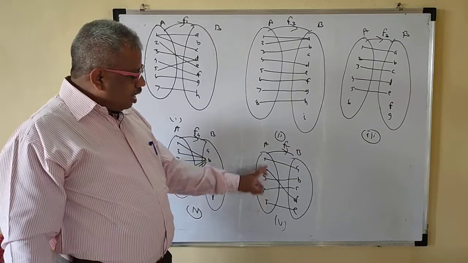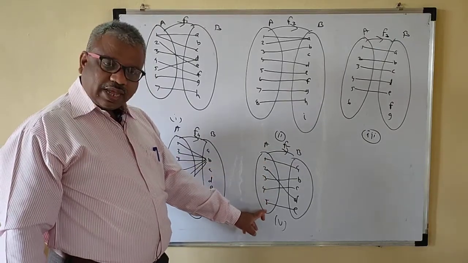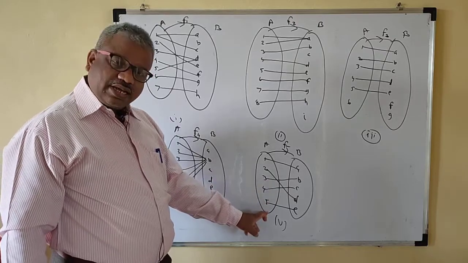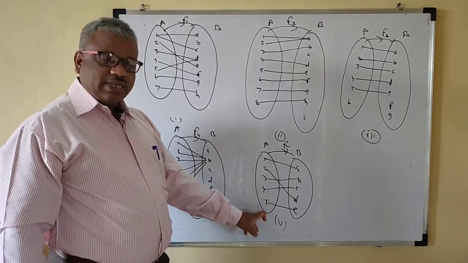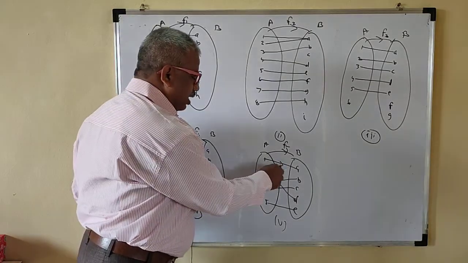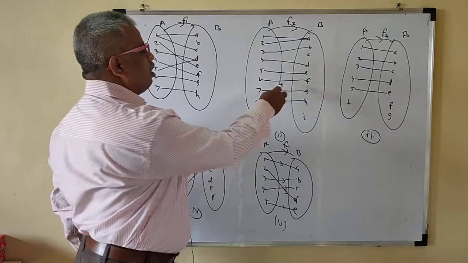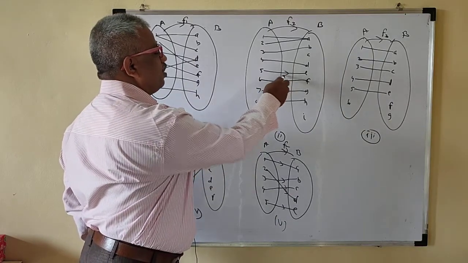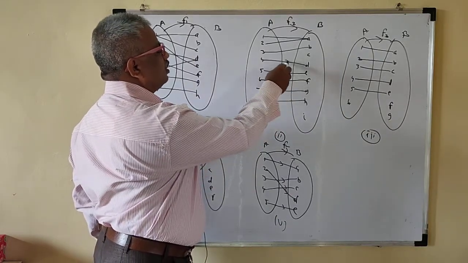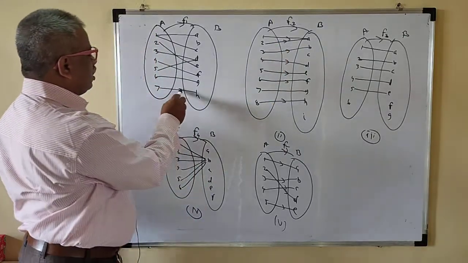Now here also, see here, how many arrows are there for each element? Everywhere there is a single arrow, right? So that means what? This arrow means what? You have to actually write this thing. I have not written this. You have to write this. That means 6 goes to 5, 6 goes to F. You have to write all these things. Okay.